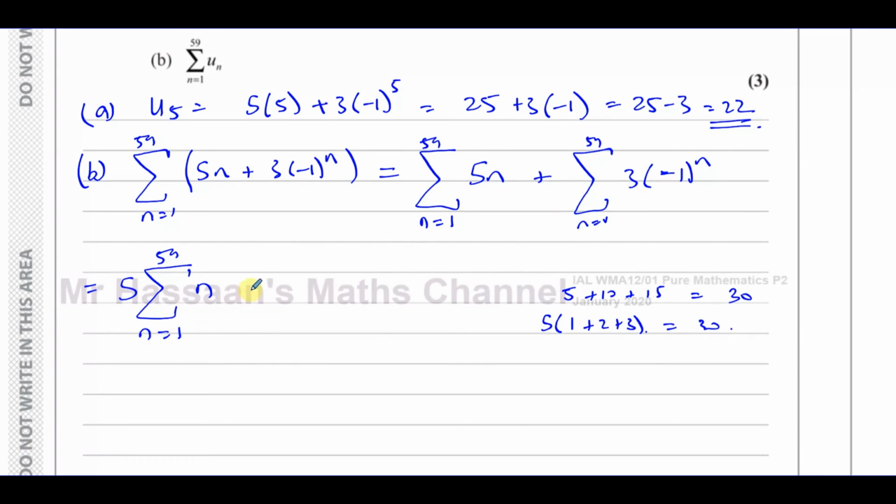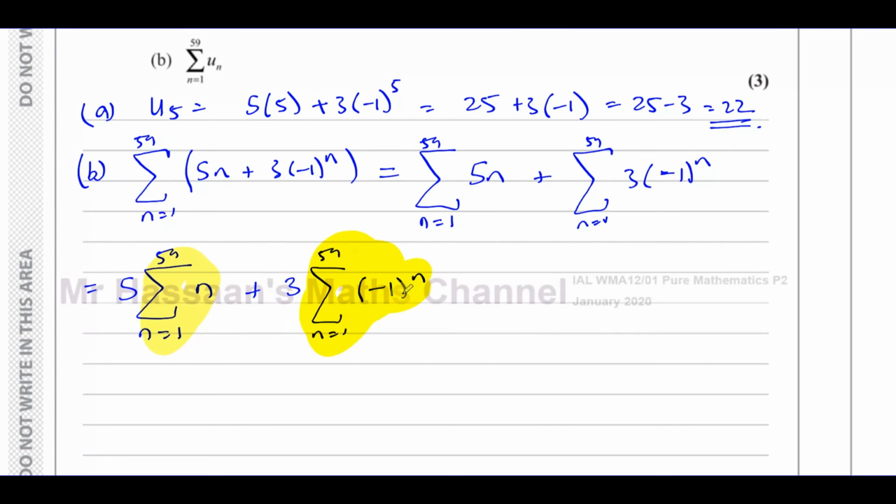And similarly here, I can write this as 3 times the sum from n equals 1 to 59 of minus 1 to the power of n. So now I can deal with these two things separately. Okay, so this now becomes quite easy. I'm going to focus on these parts, and then I'll deal with the 5 and the 3 in the end and put it together to find the final answer.